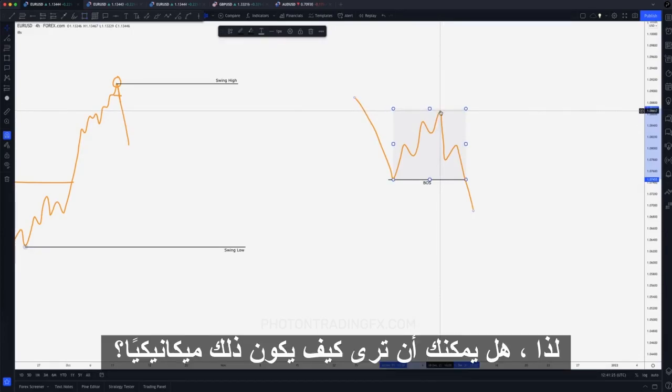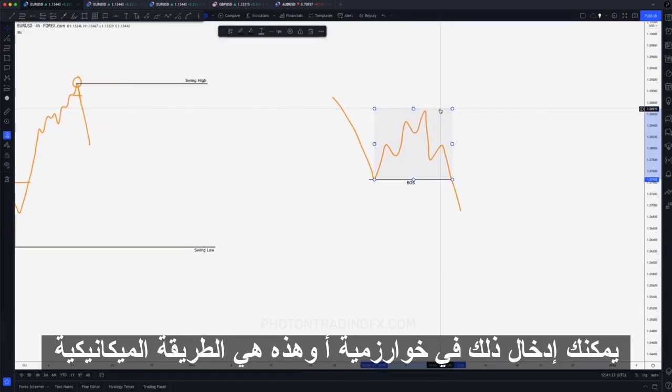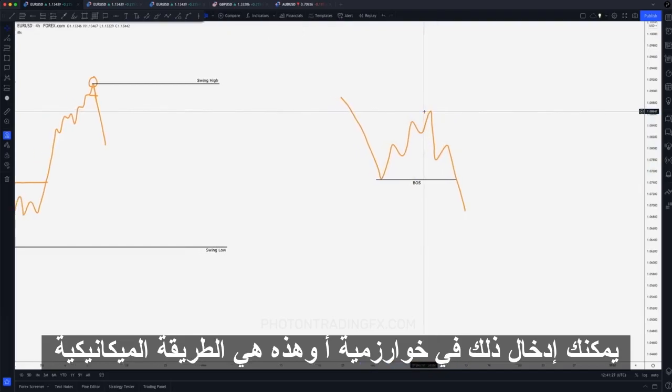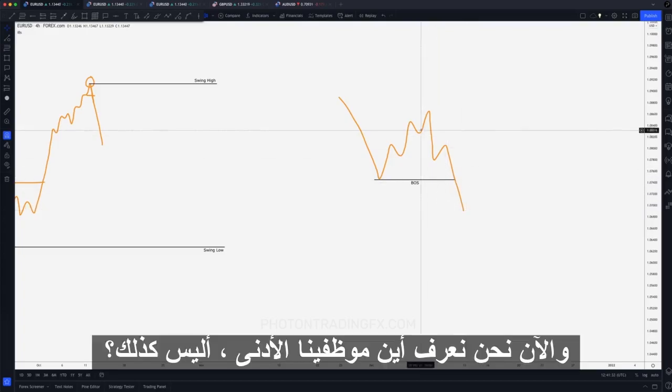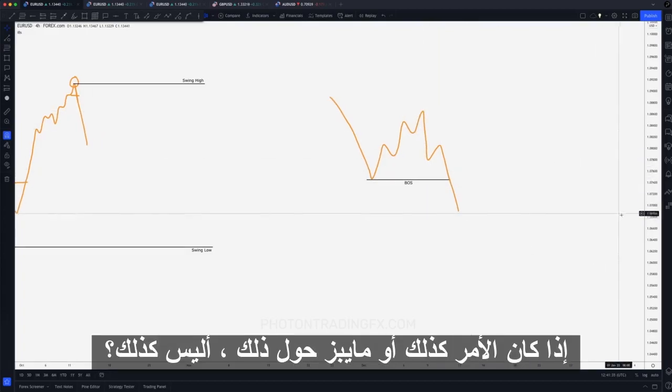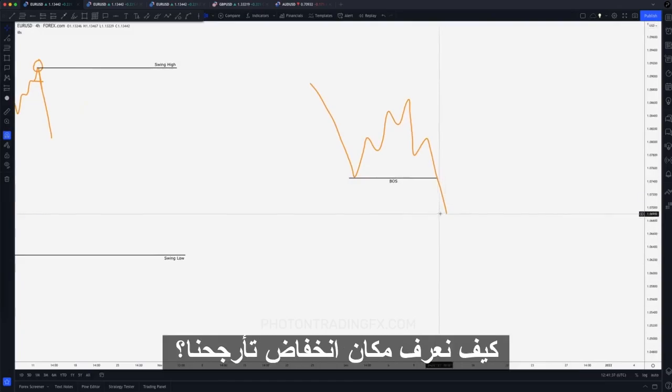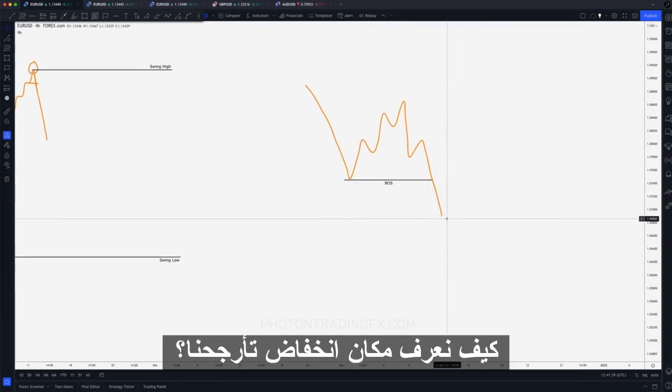So can you see how mechanical that is? No matter what, right? You could plug that into an algorithm, okay? That's how mechanical that is. It would always be the highest point as soon as we get the candle closure. So now we know where our lower high is, right? There's no ifs, buts, or maybes about that, right? How do we know where our swing low is so we can map out the range?